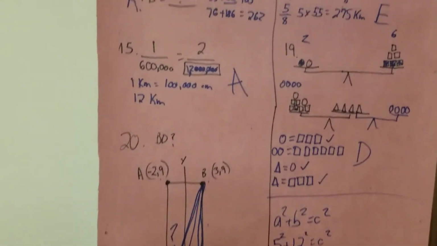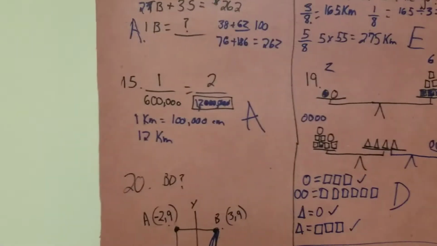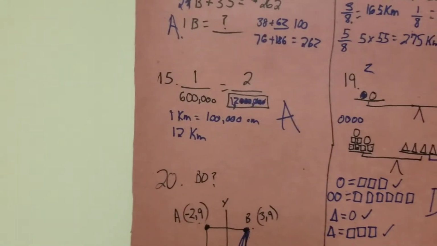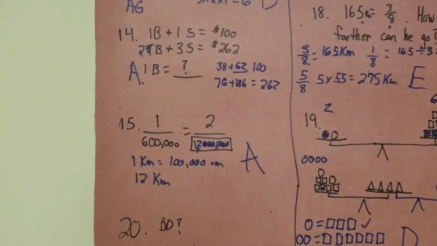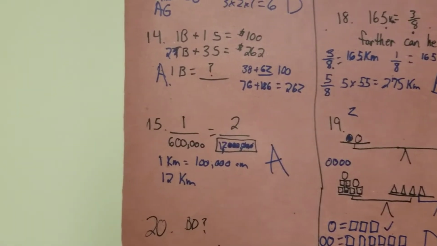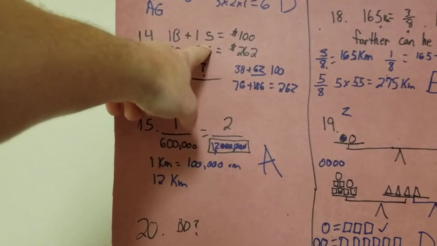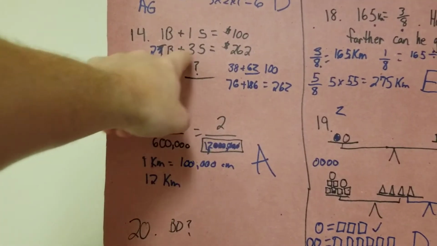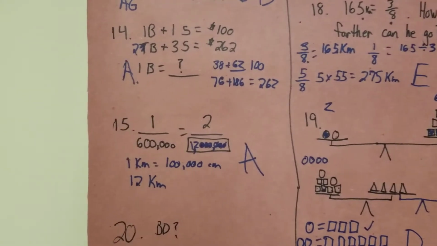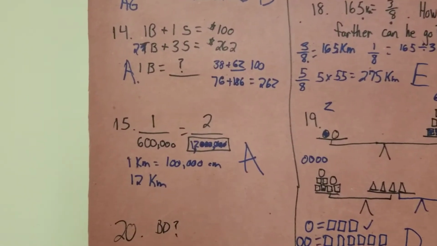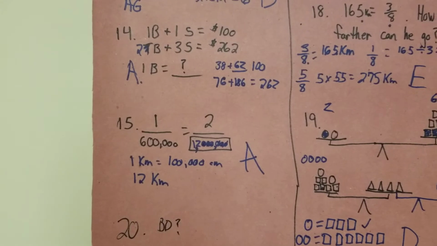All right, 15, pretty. 14 was also one of the examples that we never did on the video. 1 soccer ball plus 1 shirt is $100. 2 soccer balls, 3 shirts is $262. The question is, how much is 1 ball? There are mathematical ways of figuring this out, but you also have all the answers in front of you.